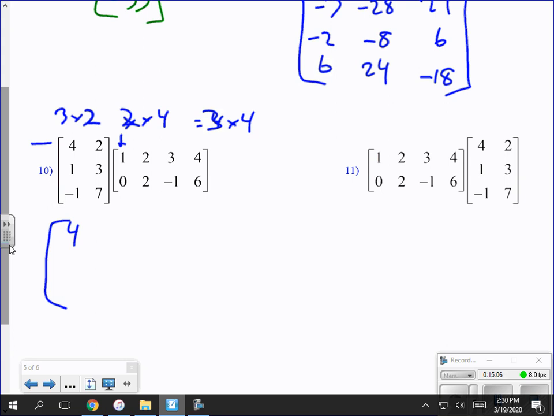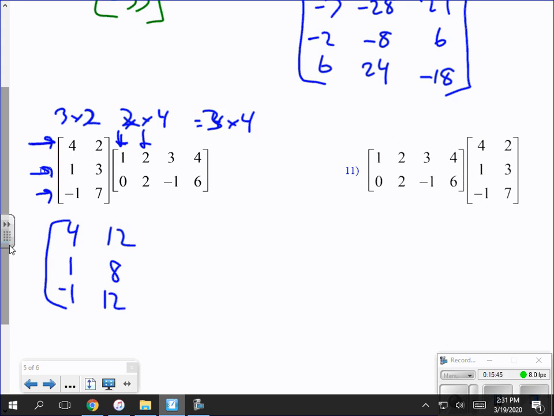And then I'm going to do this one times this one here. So I do 1 and 3 times 1 and 0, I get 1. And then I do this one here, negative 1 and 7 times 1 and 0 gives me negative 1. There we go. Now I need to do the second one. So I do the first column, second row. 4 and 2 times 2 and 2. So that's 8 and 4 gives me 12. And then I do 1 and 3 times 2 and 2. That gives me 2 plus 6, which is 8. And then I do negative 1 and 7 times 2 and 2. Negative 2 plus 14 gives me 12.